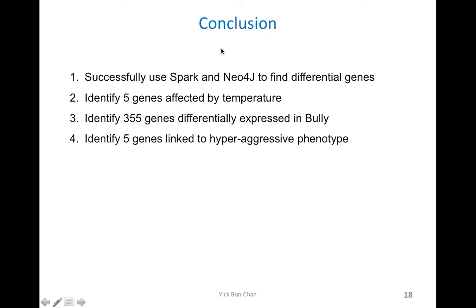In conclusion, I successfully used Spark and Neo4j to identify differentially expressed genes. I identified 5 genes that are affected by temperature. There are a total of 355 genes that are differentially expressed in bully, and 5 genes that are linked to the hyperaggressive phenotype.